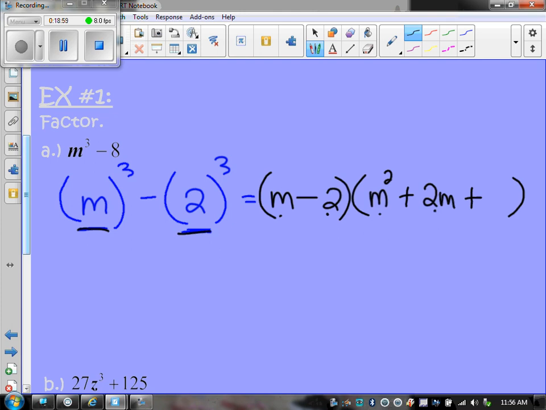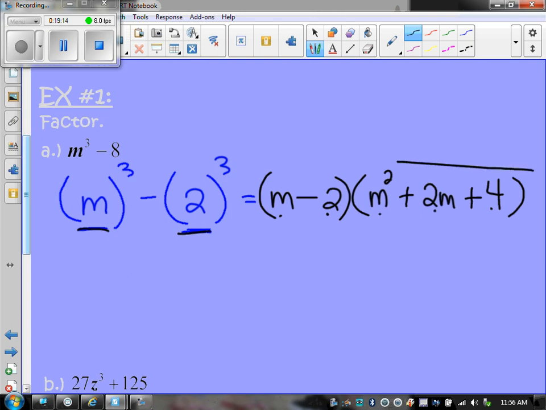All right, the last one is my second term squared. What was my second term? 2. And if I square it, I'm not going to say 2 squared. I'm going to say 4. Okay? So please don't write it 2 squared. Make it just a regular number. Make it a 4 for me.